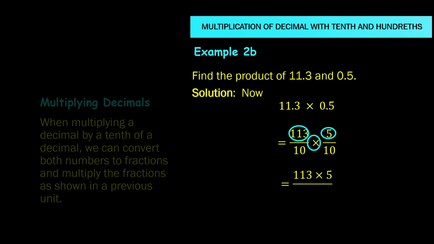Now multiply the numerator by the numerator and multiply the denominator by the denominator to give 565 over 100, which is equal to 5.65. Since we're dividing by 100, we move the decimal point 2 places to the left.